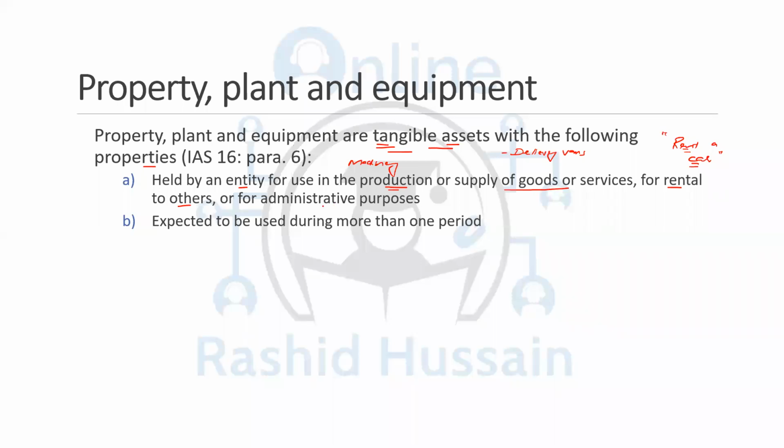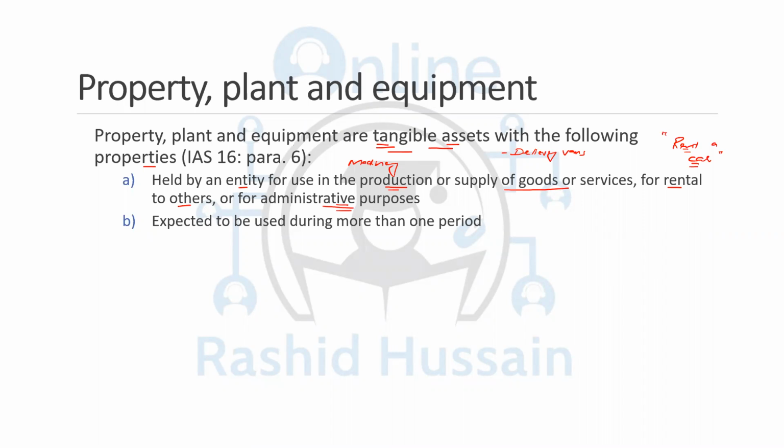Those cars are being used for the business, or for administrative purposes. For example, when you see the office, we have many things within the office which are being used for administrative purposes. For example, we have laptops, computers, printers, scanners, projectors, other fixtures and fittings. There are many things which are being used in the business. So you need to understand the scope of the standard.